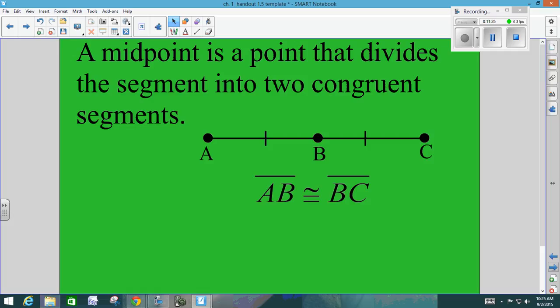Here, I can just look at this and know that B is the midpoint by the markings. Right here, it's telling us that AB is congruent to BC. Well, if this half is equal to this half, wouldn't B have to be right in the middle? Shake your head, yes. Good, all right. Midpoint, right in the middle. It cuts it into 2 congruent segments.